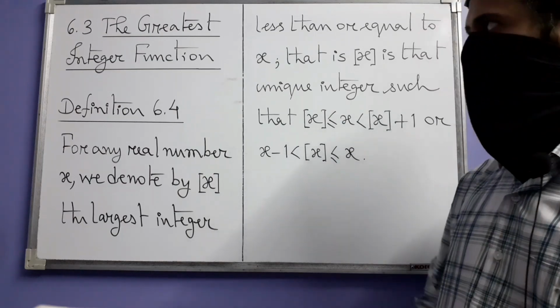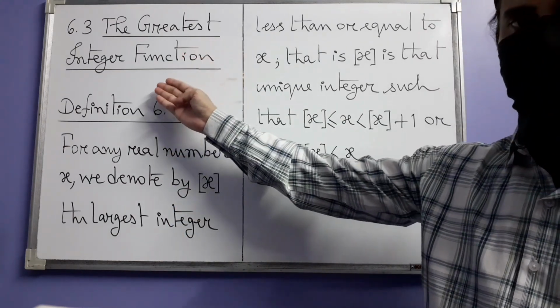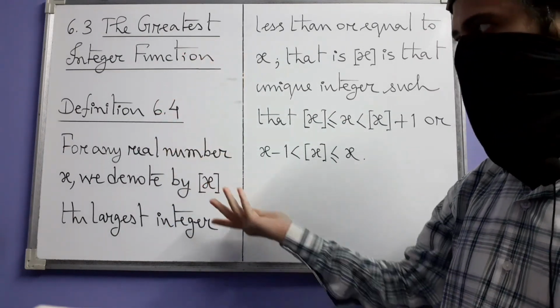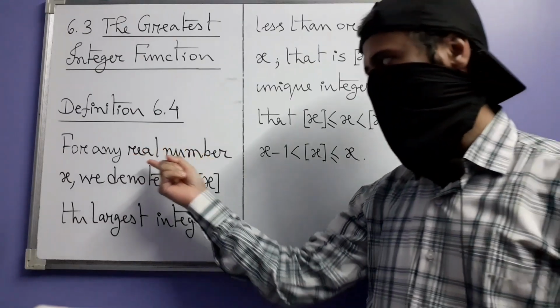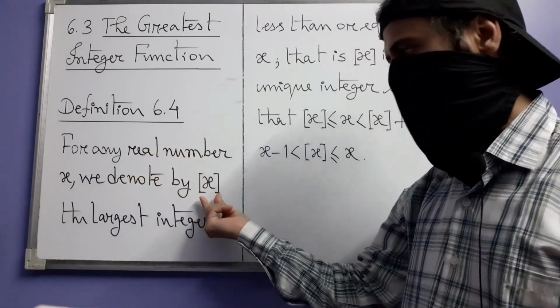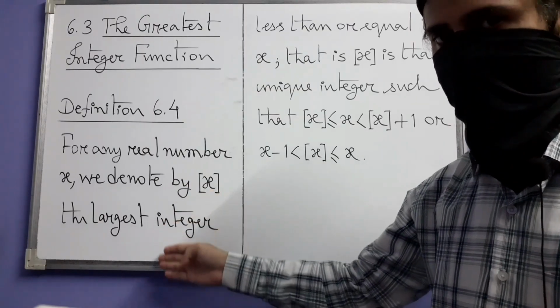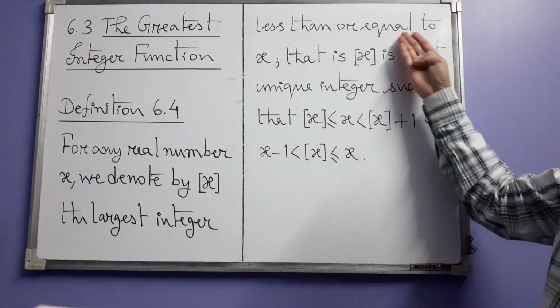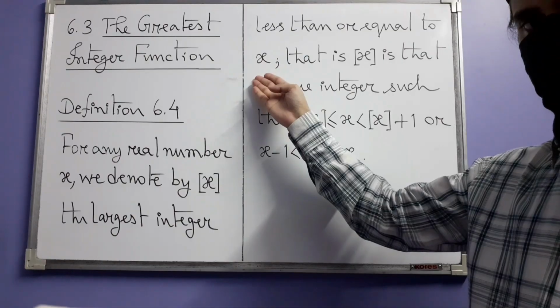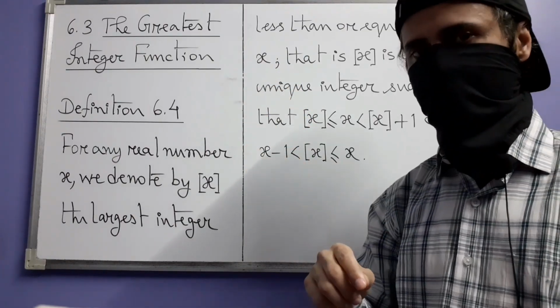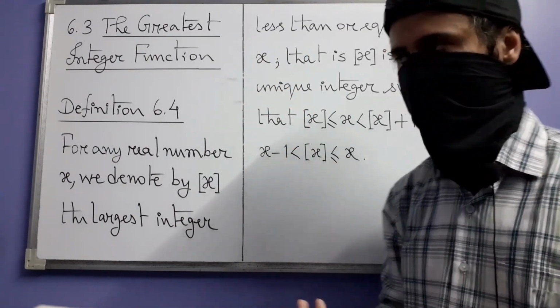New section, and this is about the greatest integer function. So let's see the definition. For any real number x, we denote by this symbol, x enclosed within square brackets, the largest integer less than or equal to x. And for every real number x, this of course exists.